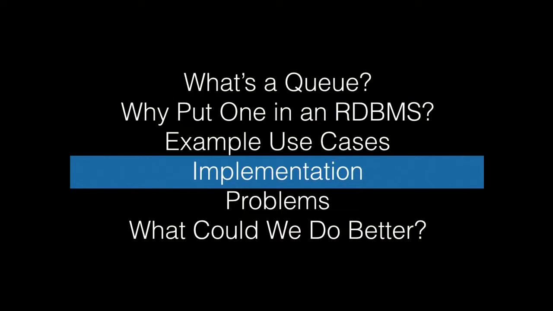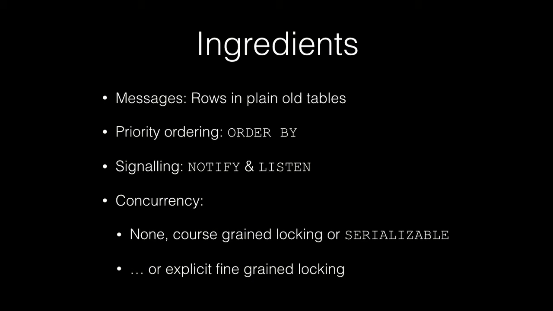Okay, so let's talk about how you might implement something like that in Postgres. The basic ingredients we're going to use here are, unsurprisingly, a table, which is going to have rows representing messages. For controlling the priority, we're just going to be using normal SQL order by. For signaling between different clients connected to this database, we're going to be using notify and listen. How many people are familiar with notify and listen? Everyone, pretty much. Yeah, that's good. And to deal with concurrency, there's a few different options, and we'll look at those in a moment.